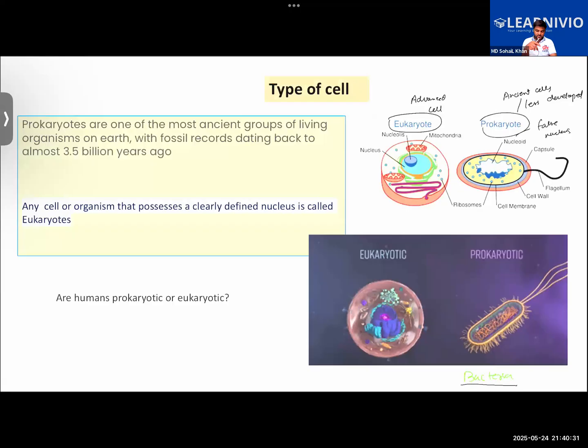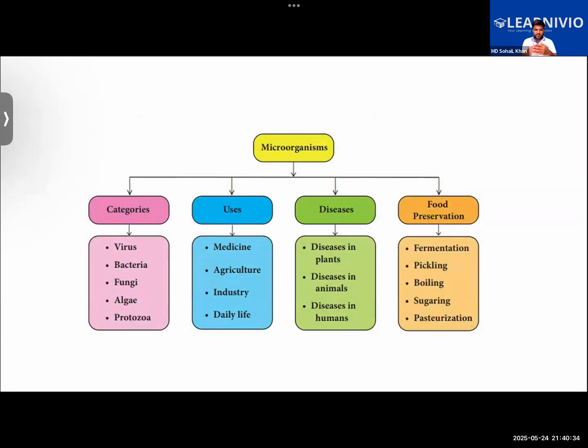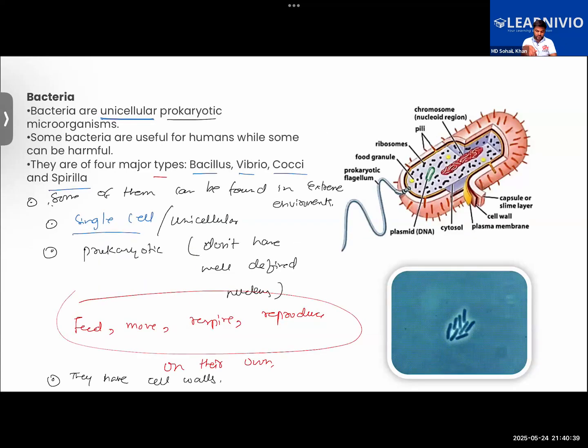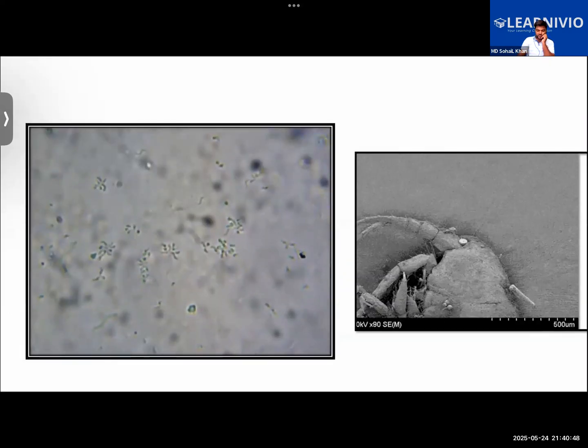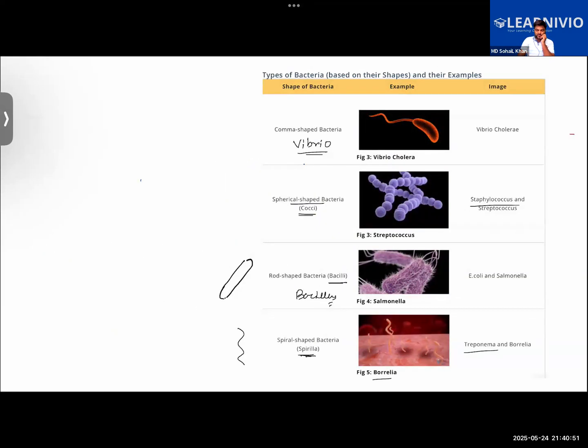Type of cell usually will not be asked, but it was important to understand. Are bacteria unicellular or multicellular? Are they made up of just one cell or multiple cells? One cell, good. Do they have a cell wall around them, just like plant cells have a cell wall, which provides some rigidity and makes them tough?